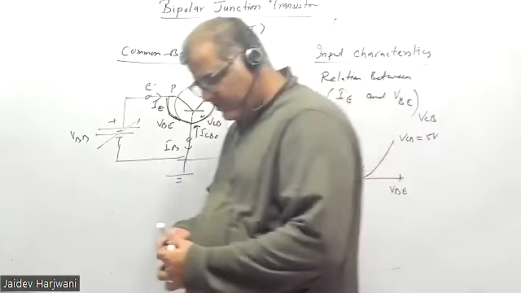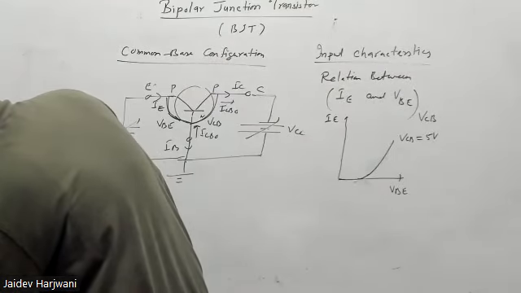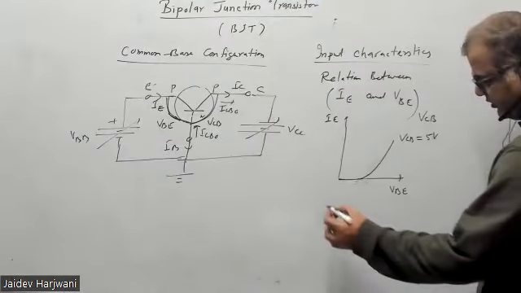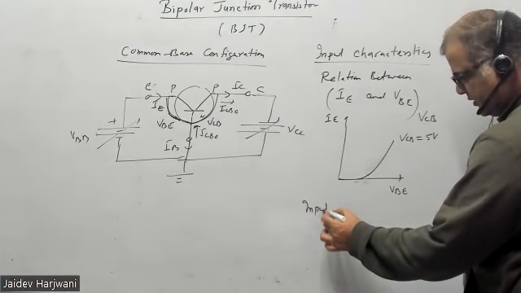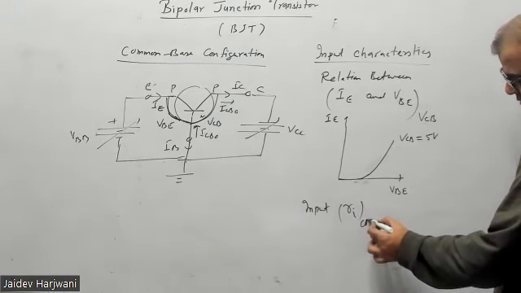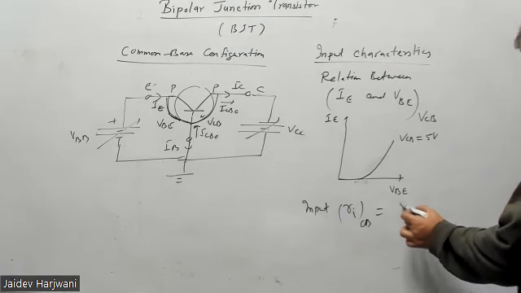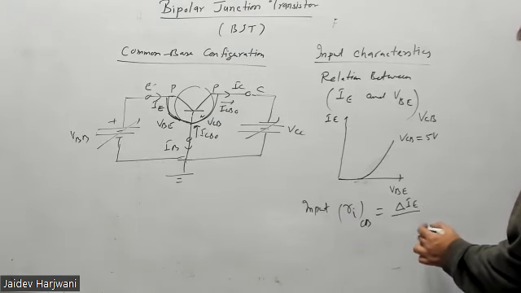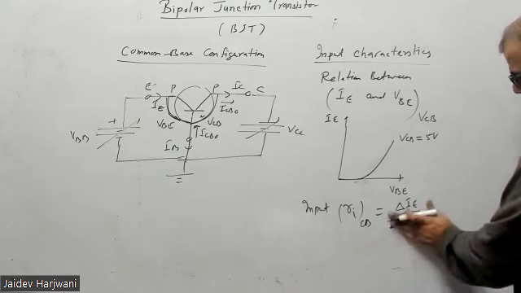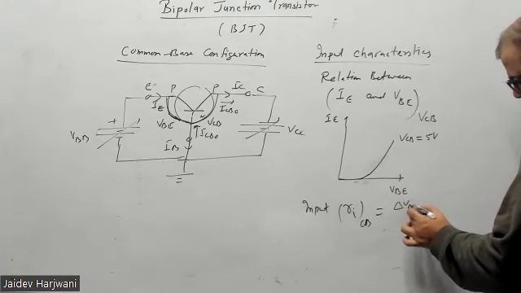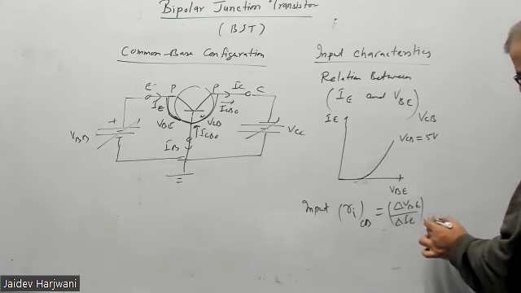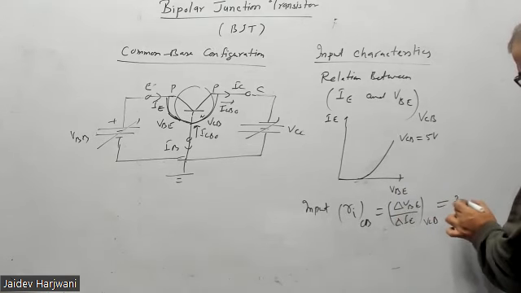And I can find the input resistance. I think the input resistance is of the order of around 25 ohm. Here, input resistance R input in common base configuration, how much will it come? Delta VB upon delta IE, keeping VCB constant. And this value is very low, around 25 ohm.